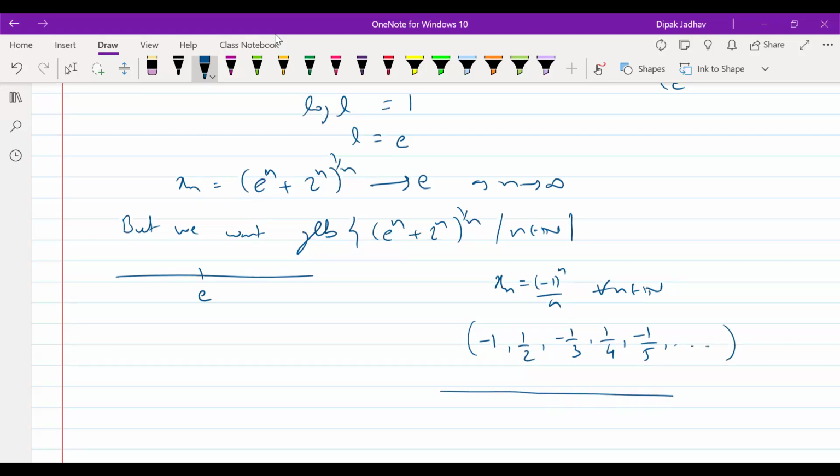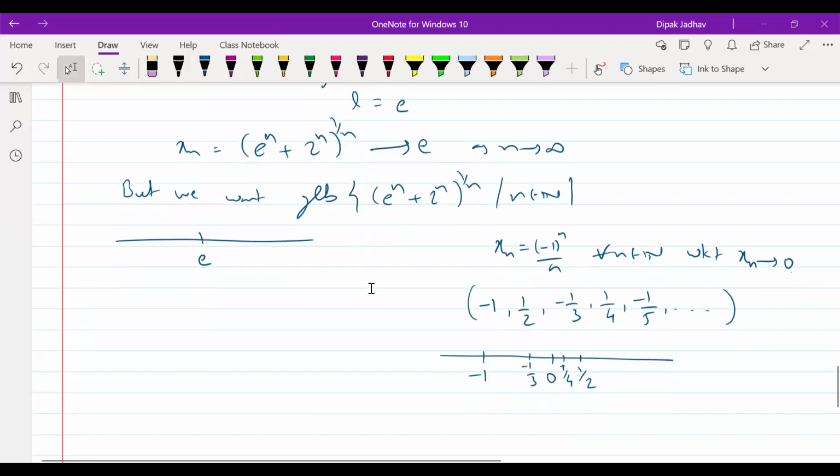Let us plot it on the real line. Anybody knows the limit of this sequence? We know that x_n goes to 0. Yeah, very good, 0. What is the first term of the sequence? Minus 1 here. Second term, 1 by 2 here. Third term, minus 1 by 3 somewhere here. Next term, 1 by 4 here. All of you agree with this?